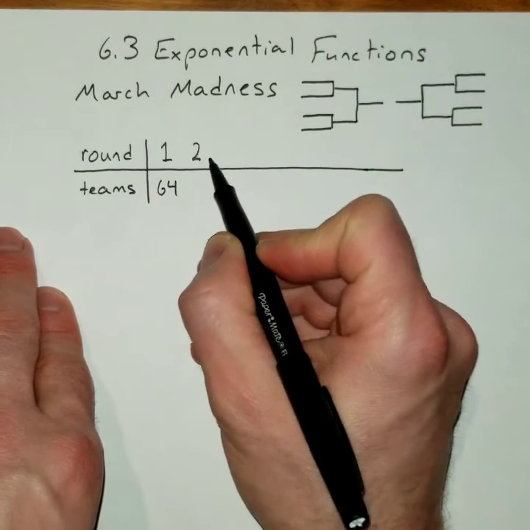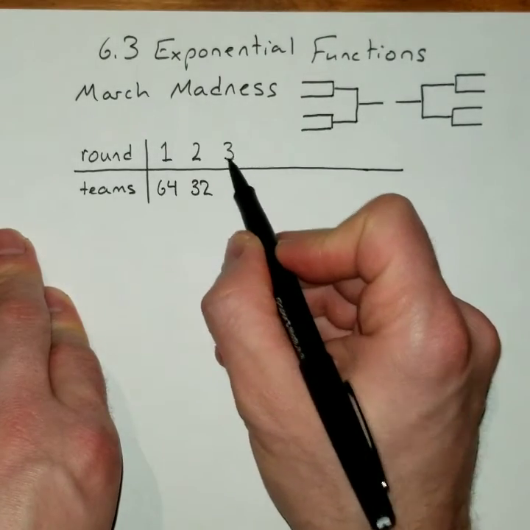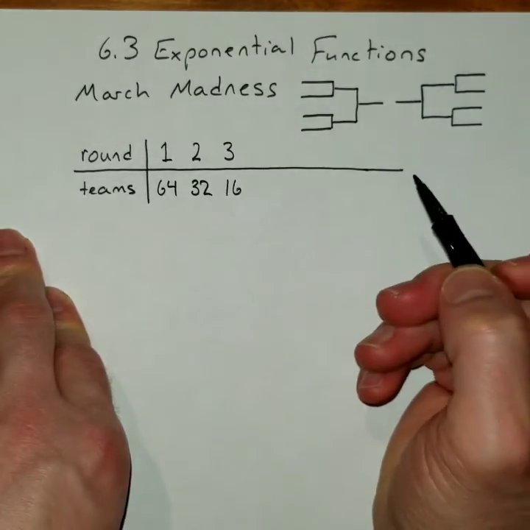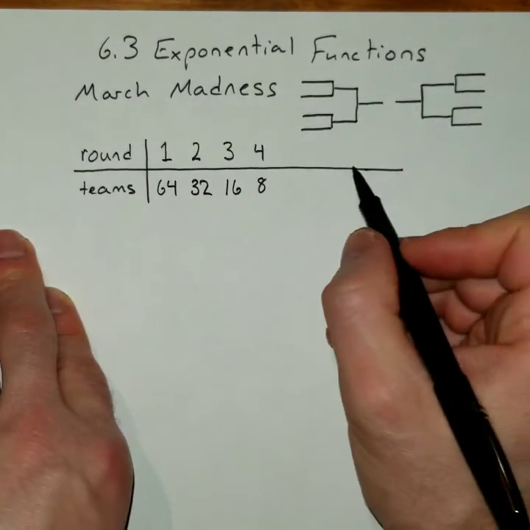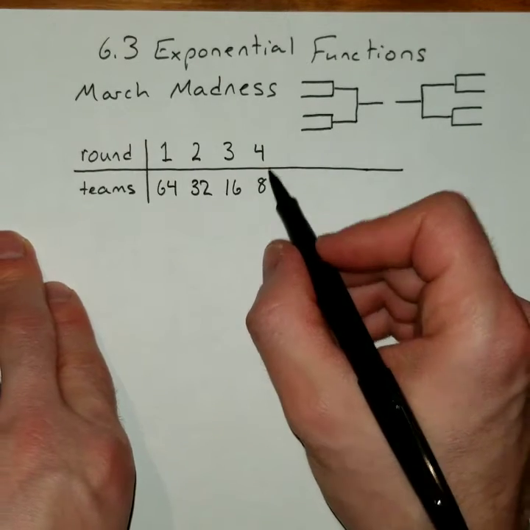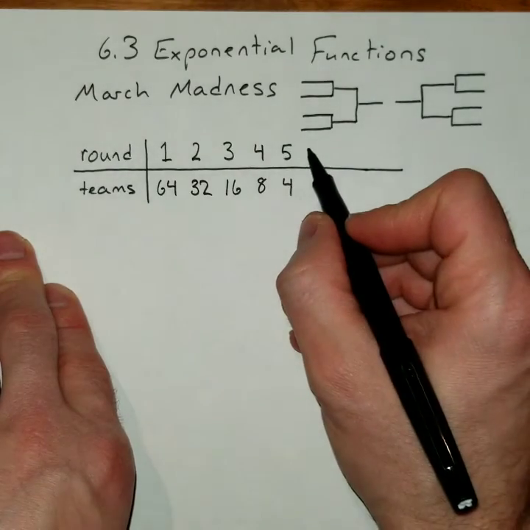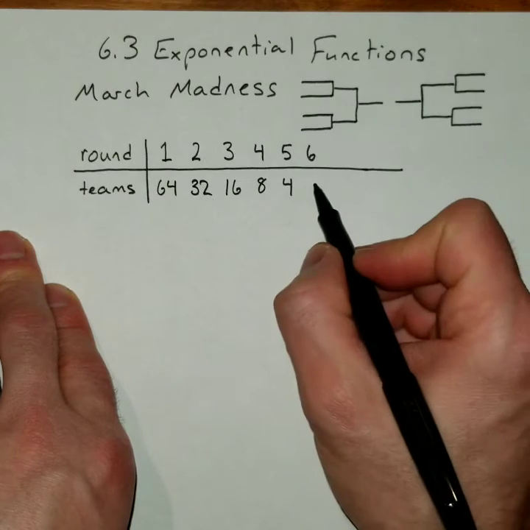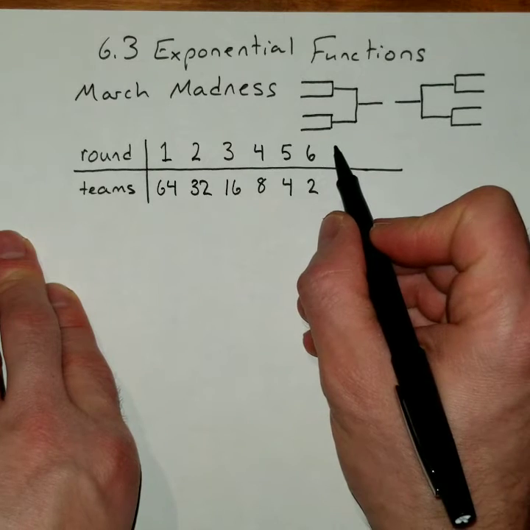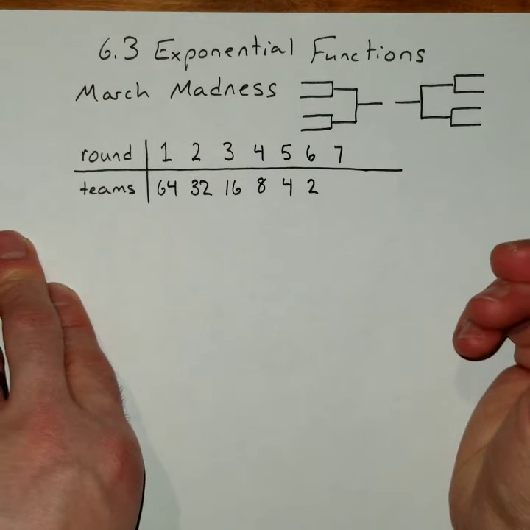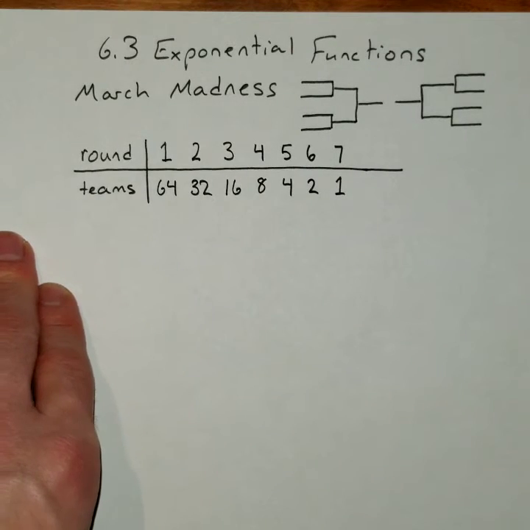And in the second round, you would have 32 teams. Then as you move to the third round, you cut that in half, you get 16. That's where we get the Sweet 16 from. The fourth round has 8 teams. Some call that the Elite 8. Then in the fifth round, cut that in half, and you have 4 teams. That's the Final 4. The sixth round has 2 teams left. That's the championship game. And then I'm going to call this round 7, even though technically it's not a round. It's just the winner of that championship game, and there's only one winner.